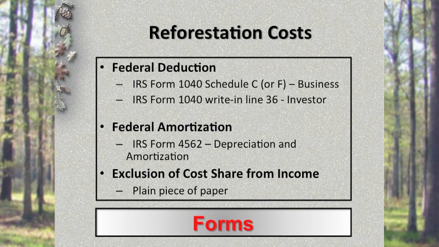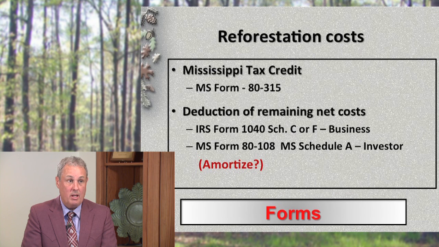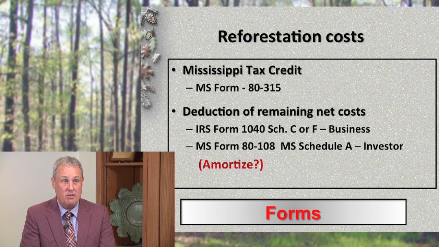Reforestation costs, both of them are deducted on the front of the 1040. C or F as a business, or write-in on line 36 as an investor. Amortization is available on 4562, and cost share exclusion is just on a plain piece of paper. There's no form for that. Mississippi Reforestation tax credits are on Form 8315, and deduction or amortization of remaining net costs are in Schedule C or F, or Schedule A as an investor.